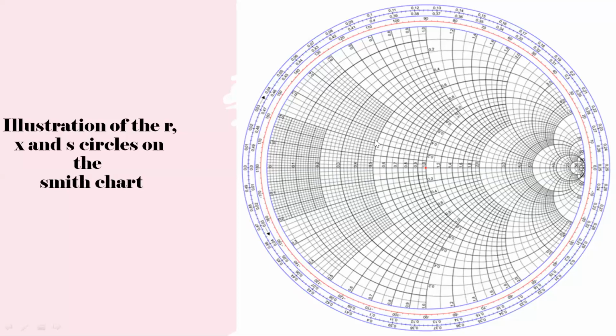In the similar manner, X circles also will be there. X circles will start from X equal to 0 to a maximum value of infinity. X can be represented both in terms of inductive as well as capacitive. The upper half of the Smith chart is related to the inductive part, that is X equal to positive values, and the bottom portion of the Smith chart is related to the capacitive reactance part, that is X equal to negative values.